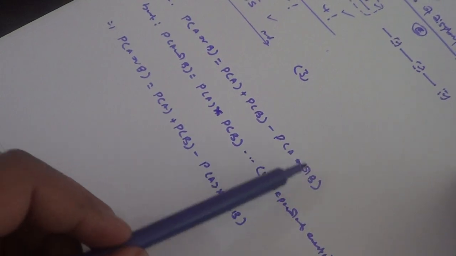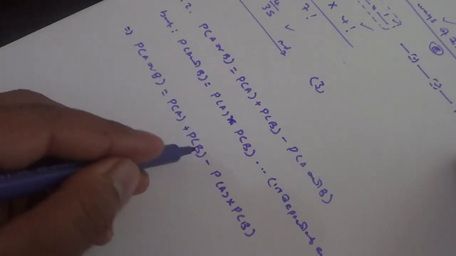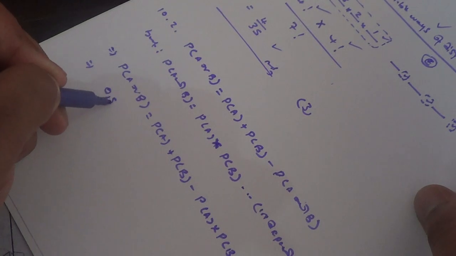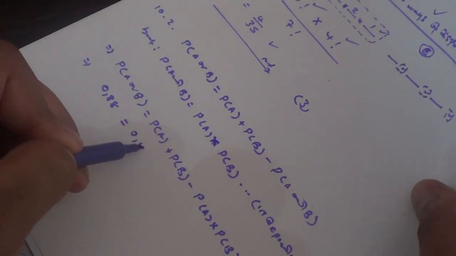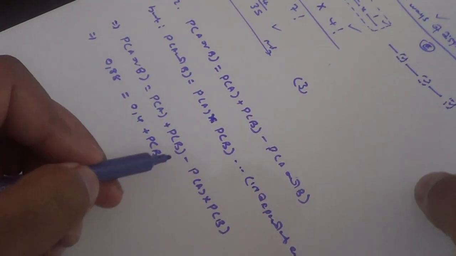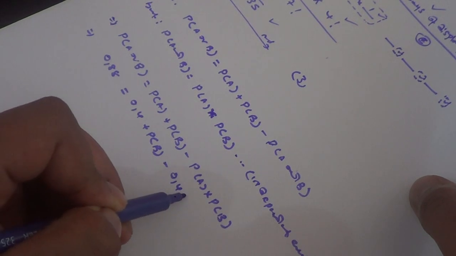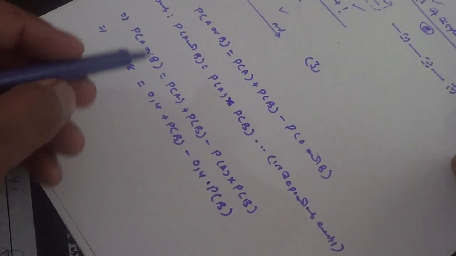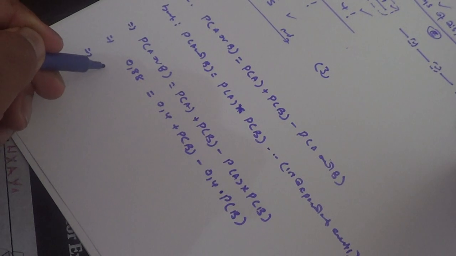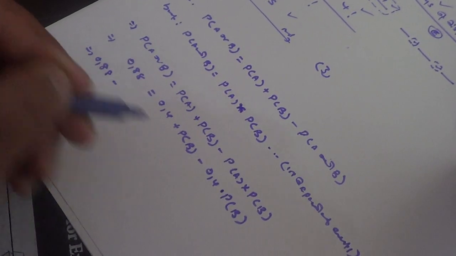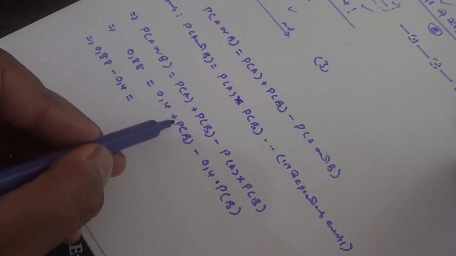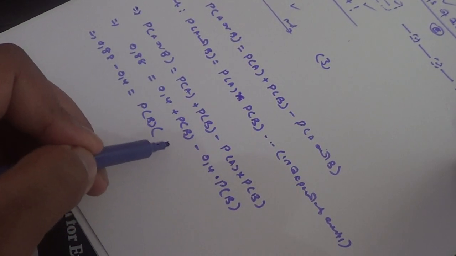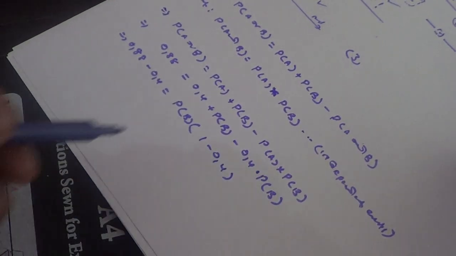Because now we never have to worry about finding this, since we're looking for the same thing here, so we can substitute now. This one was 0.88 equals, this one is 0.4 plus probability of B minus 0.4 times probability of B. Not a big deal. So what do we have here? We can transpose this one to that side. So we have 0.88 minus 0.4 equals. Here we have to take out a common factor, which is probability of B into 1 minus 0.4.